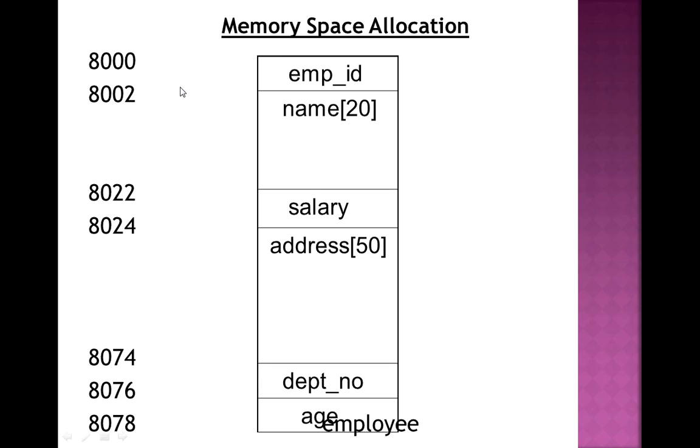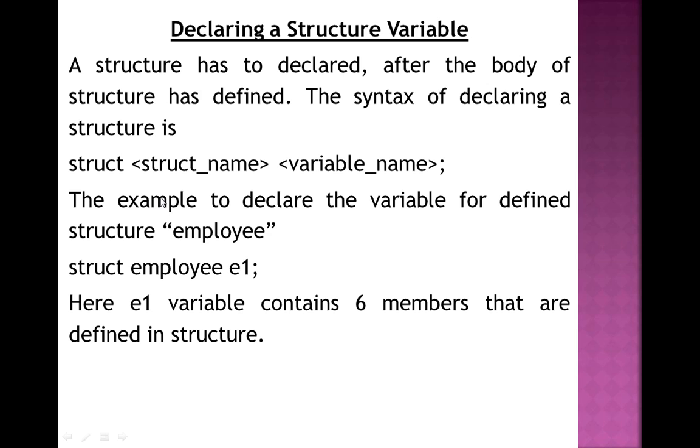Then we have also discussed how memory is allocated in the structure, that is 8000, 8002, 8022, 24. This is the addition of 2 because int takes 2 bytes, so employee ID is of int and so it is an increment of 2. In the same way, char name takes 20 bytes, so it is an increment of 20.